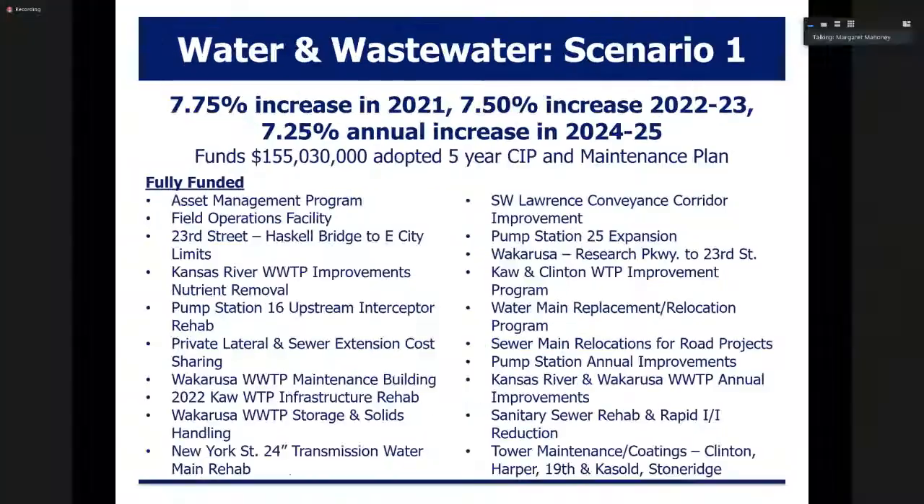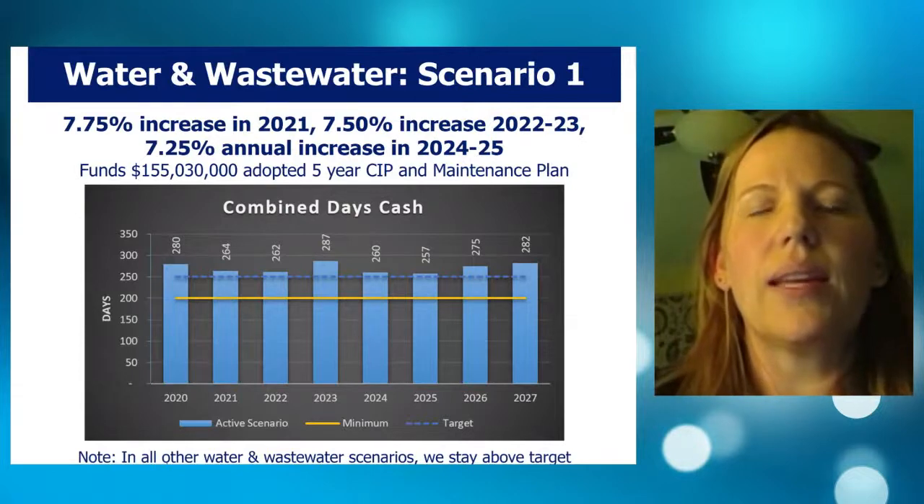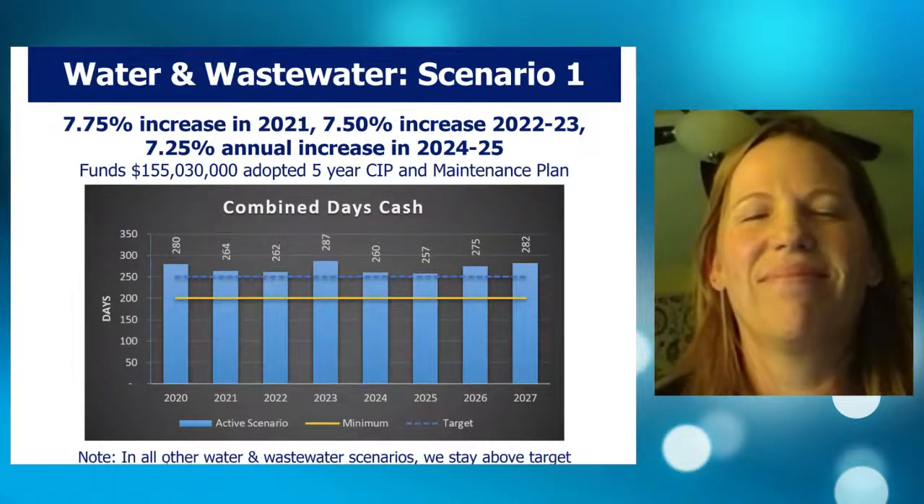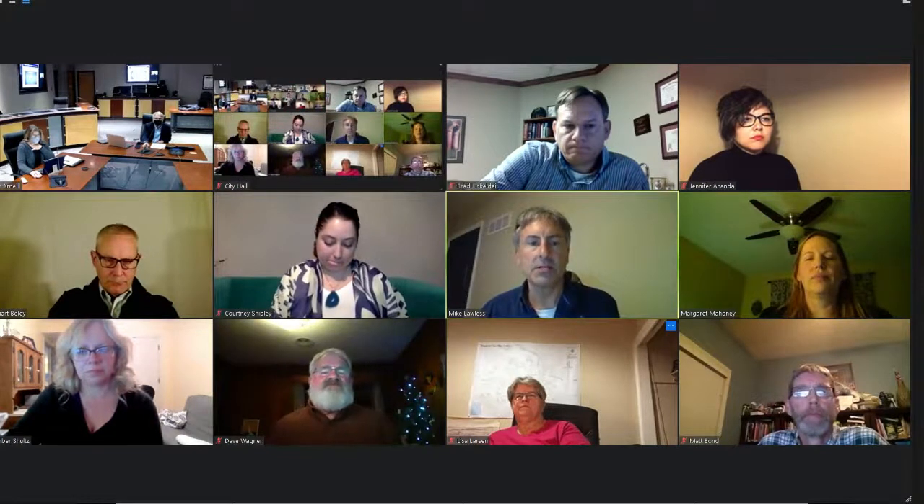So again, looking at each scenario, scenario one fully funds the budget. And this is a 7.75 increase in 2021. So that is the list of all of the projects and programs that are in the adopted CIP. And then I'm actually going to ask Mike to explain this slide. Sure, Mike Lawless, Deputy Director for Municipal Services and Operations.